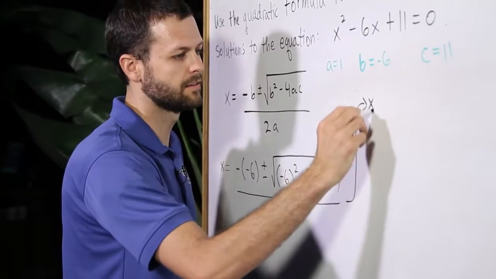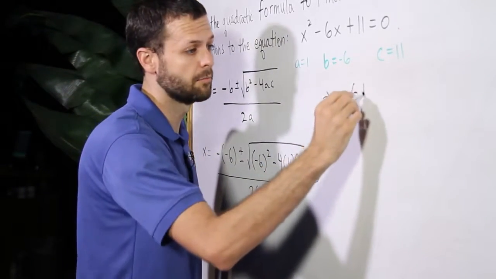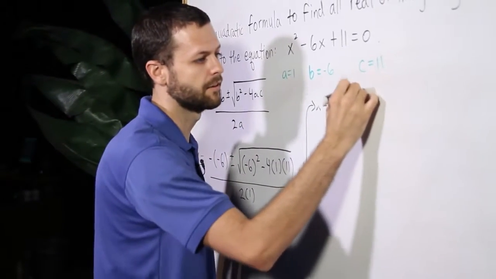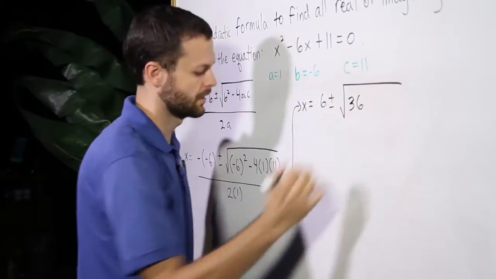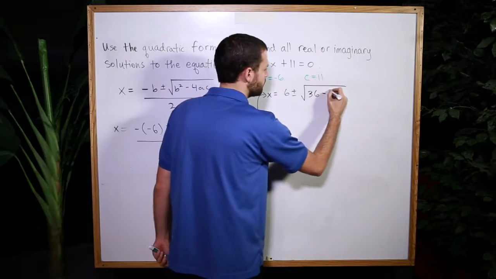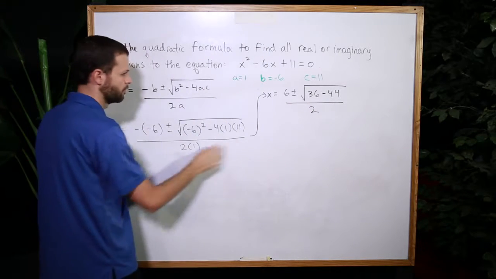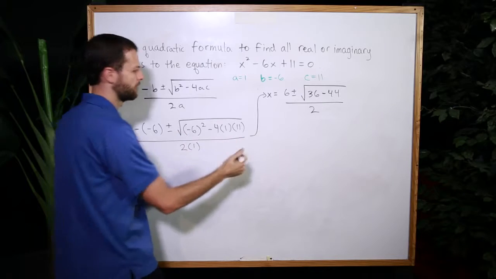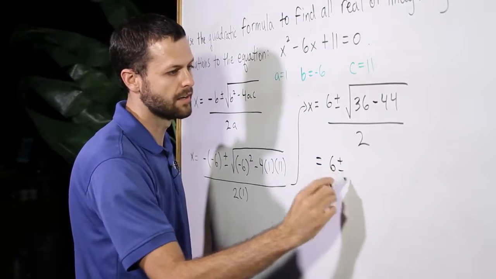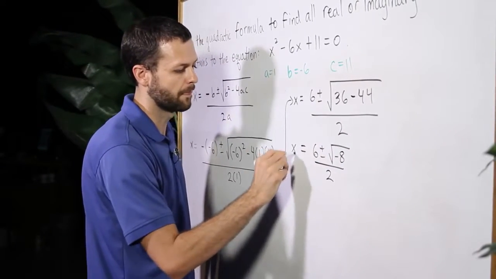Okay, giving us x equals negative times a negative is a positive 6 plus or minus negative 6 squared is positive 36. And 4 times 11 times 1, of course, is minus 44. All over 2 times 1, which is 2. We can keep simplifying this equation. All right. We now have 6 plus or minus the square root of minus 8 all over 2.